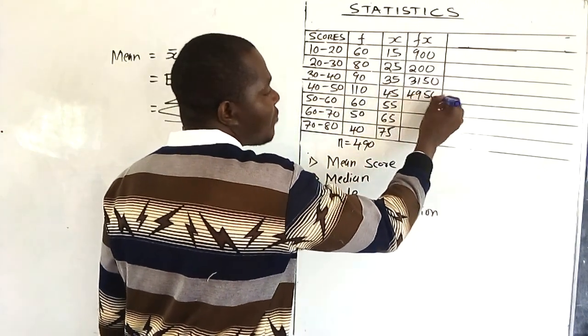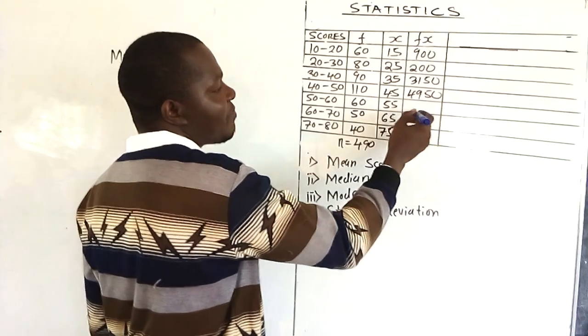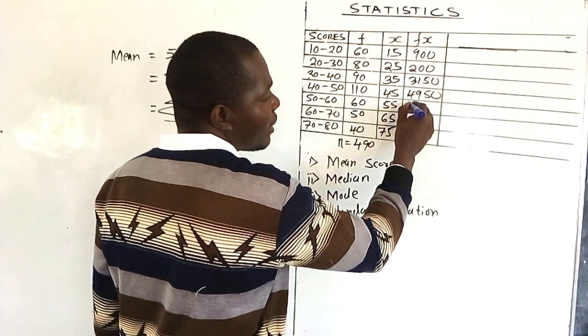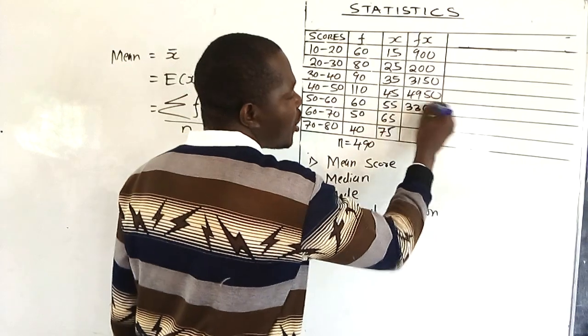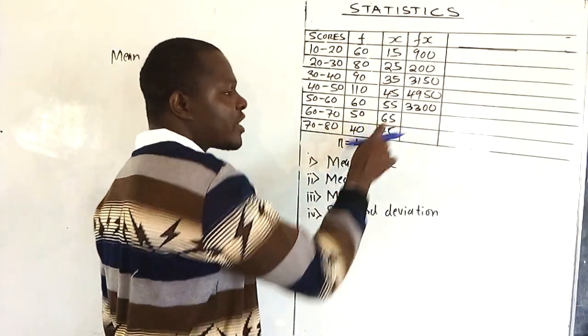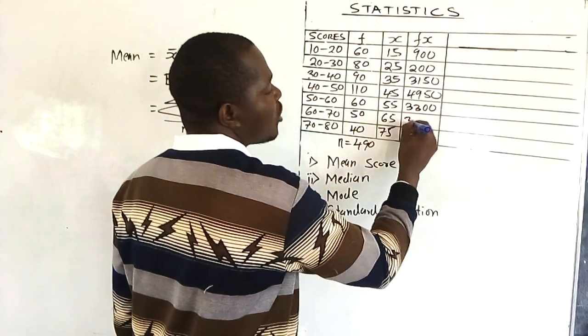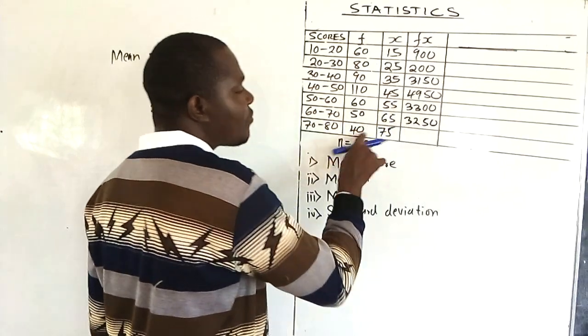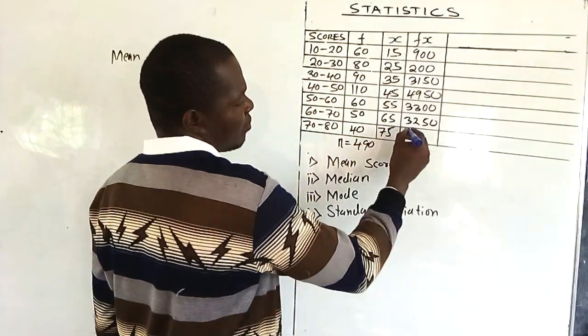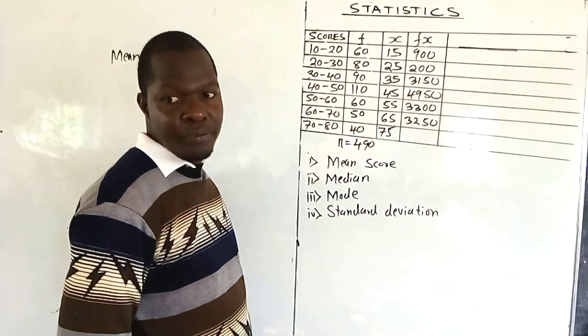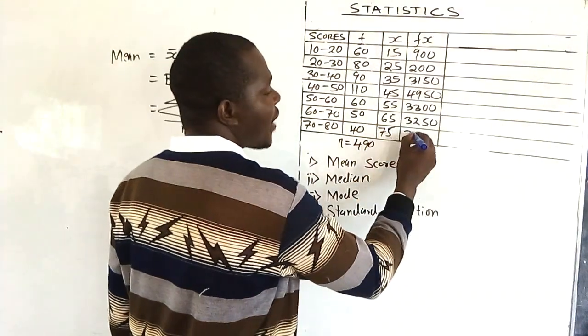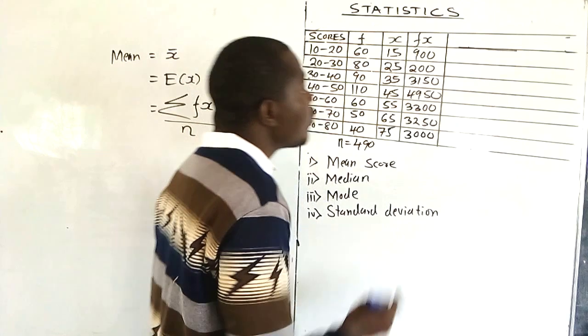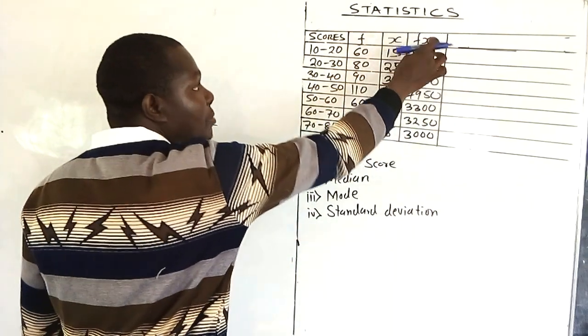Next, 4950. 60 times 55 gives 3300. Go on, 50 times 65 gives 3250. Then 40 times 75 gives 3000. So you see, you've multiplied all the Fx.